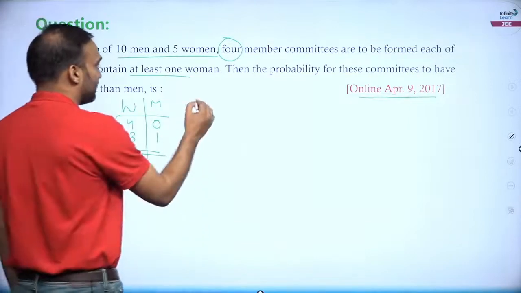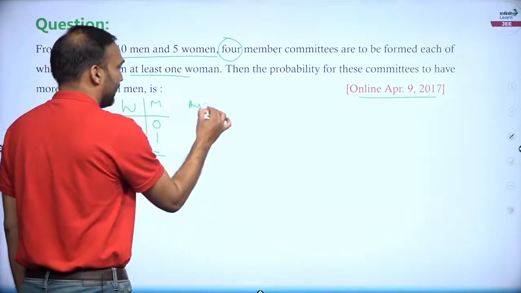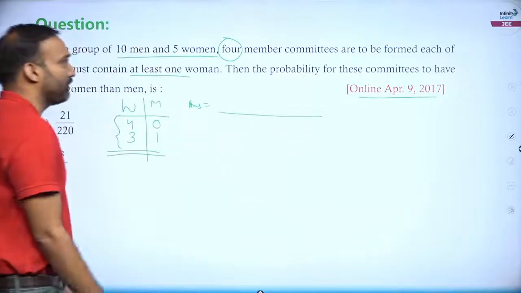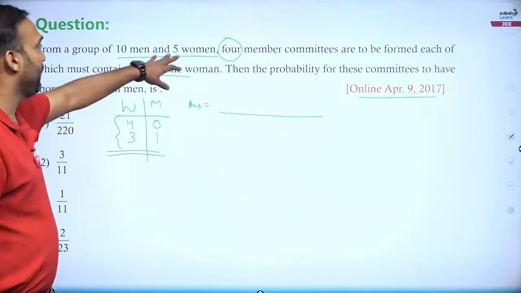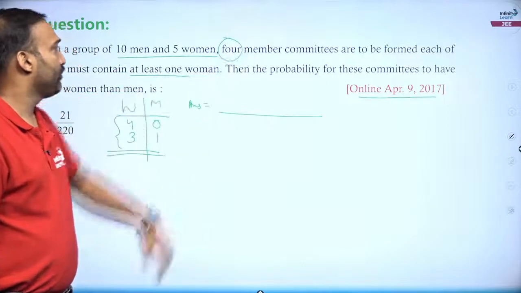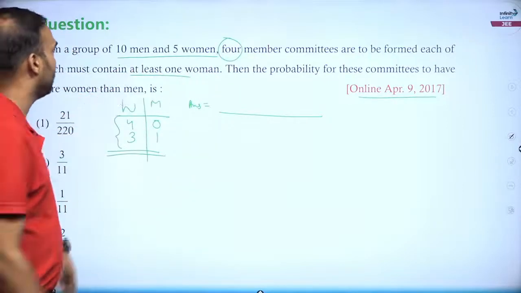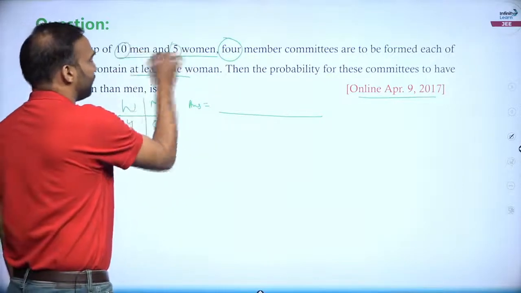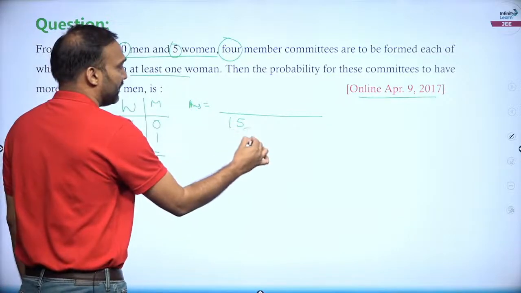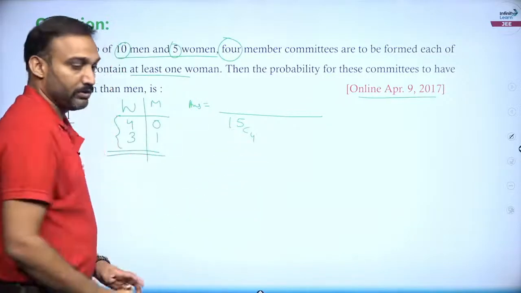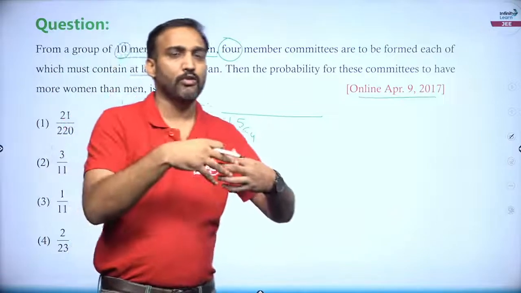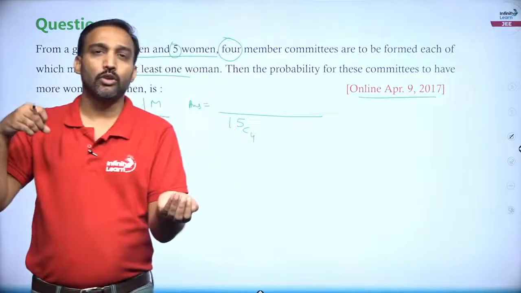So, and total cases, I'll find the answer directly. So we'll find the total outcomes possible. I have 10 men and 5 women. I have to select 4 members. At least one woman is there. So 10 plus 5, 15. I can select 15C4, right? So I merge the men and women together and I am selecting 4 out of them.